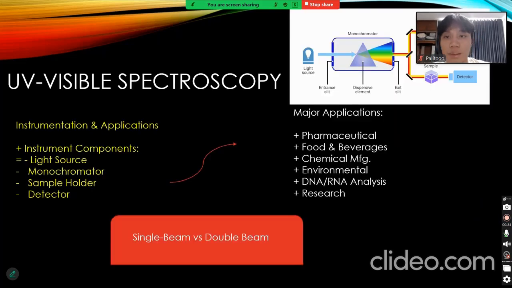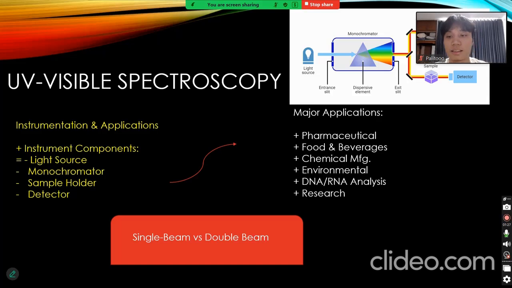Moving on to UV spectroscopy, this is the picture of the light source, slit, and monochromator, showing how UV-visible spectroscopy works. The instrumentation and components are the light source, monochromator, sample holder, and detector. The major applications are pharmaceutical, drug purity and concentration; food and beverage, like color measurements; chemical manufacturing, process monitoring; environmental, pollutant detection; DNA and RNA analysis, quantification and purity assessment; and lastly research, kinetics, binding studies, and band gap.